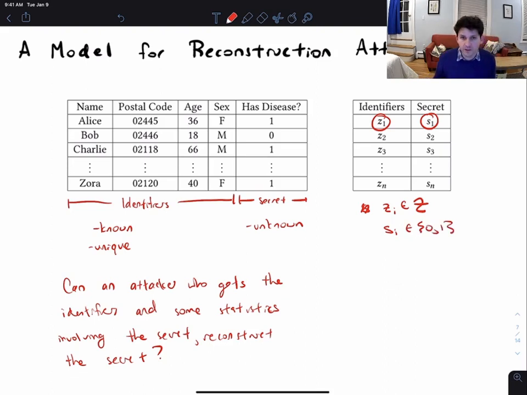And in this particular example, you can think of z as representing a tuple that contains a name, a postal code, an age, and a sex. But it's really not going to matter what's in the identifiers for the rest of the lecture. It's just going to matter that it's some kind of uniquely identifying information that's known to the attacker. And that's going to be our model of a data set. Now we're going to throw away the real data set, and we're just going to work on this simple model on the right. And we're going to see, can an attacker reconstruct the secret bits s, and what do they need to do it?